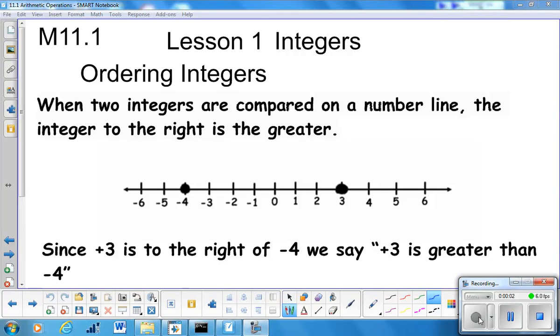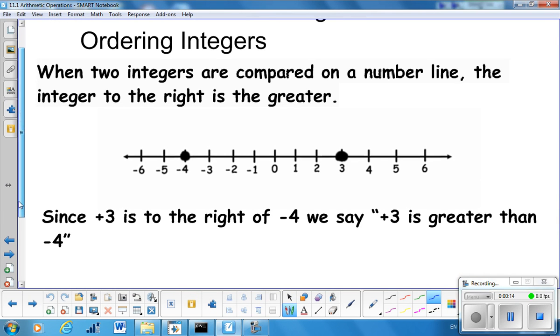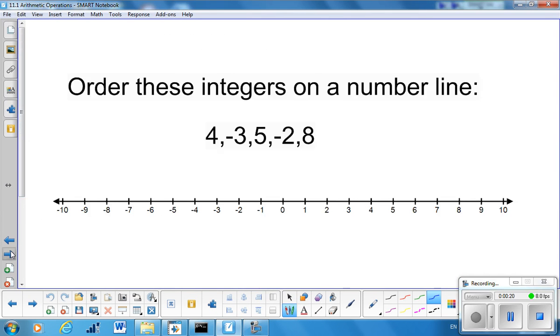Outcome 11.1, Lesson 1, Integers. When two integers are compared on a number line, the integer to the right is the greater. Since positive 3 is to the right of negative 4, we say that positive 3 is greater than negative 4.